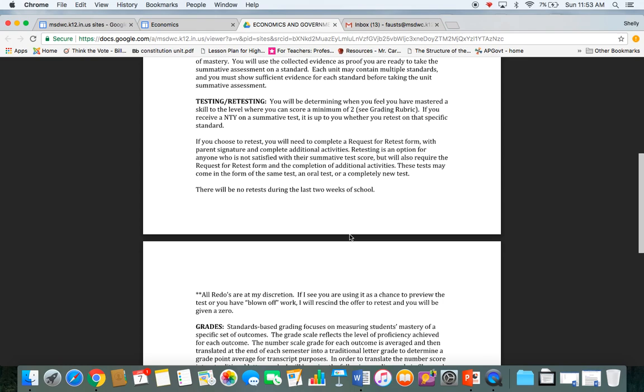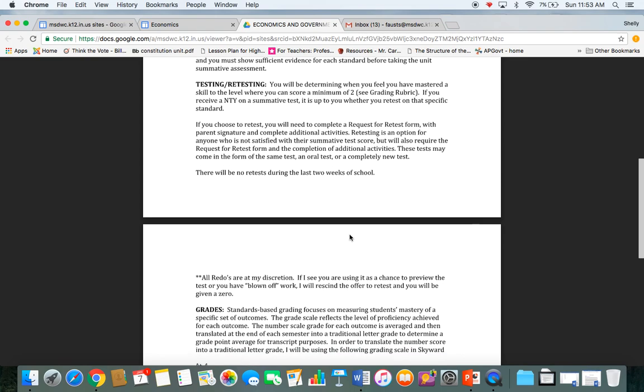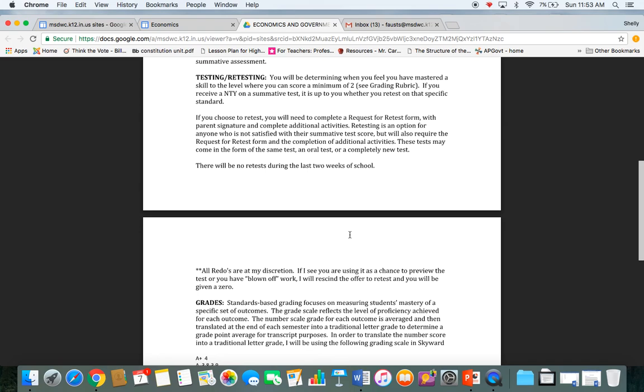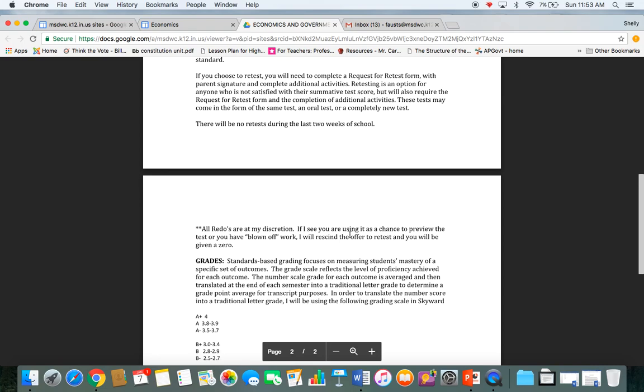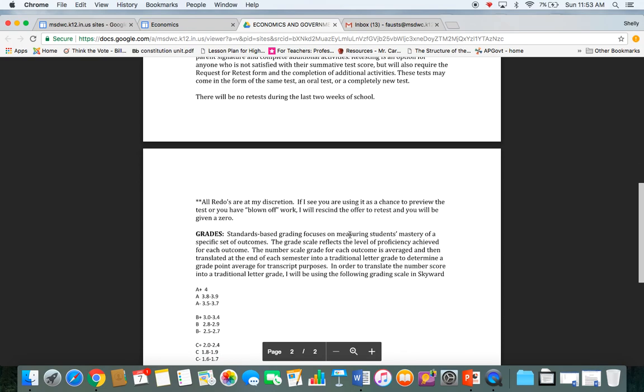If you are unhappy with your grade, if you get a 3 and you want a 4, then you can also fill out that form, have your parents sign it, do the additional activities, and then we can get you retested. There's not going to be any retests during the last 2 weeks of school because we will be doing some testing out for the final.